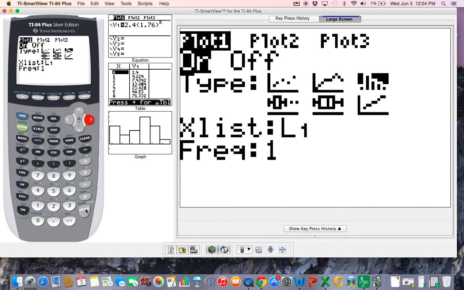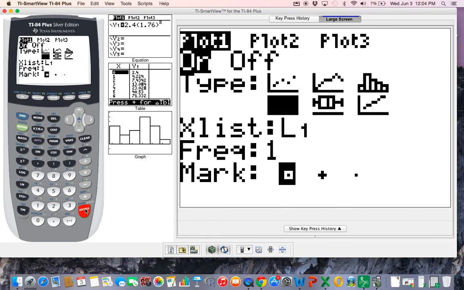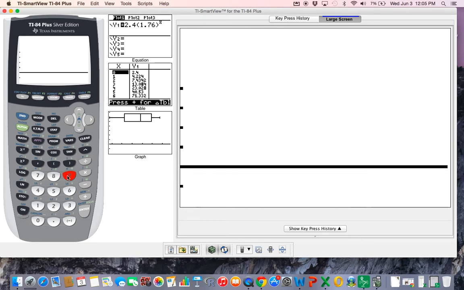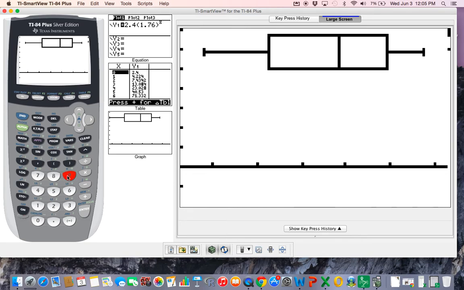So I'm going to go there and I'm going to select it. I'm going to come down to L1. Frequency is 1, and the mark at the bottom is how your outlier will be displayed if there are outliers. Okay? So again, I'm going to go zoom 9. And I look at this box plot, and there are no dots. So I would say we have no outliers.